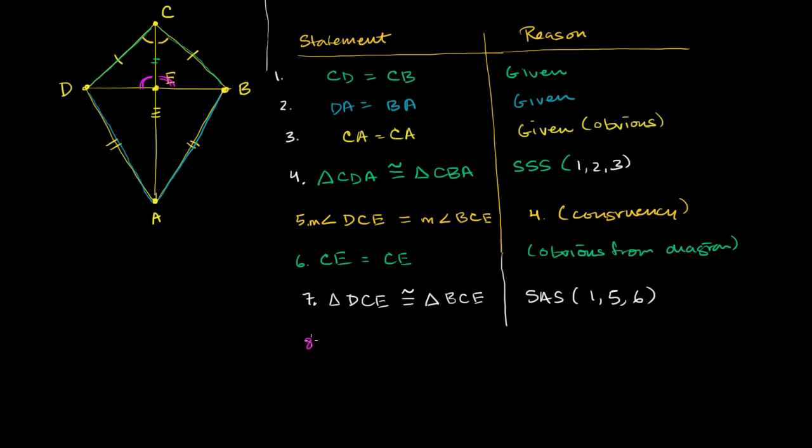So we know, statement number 8, the measure of angle DEC is equal to the measure of angle BEC. And this comes straight from statement 7. Once again, they're congruent. Congruency.